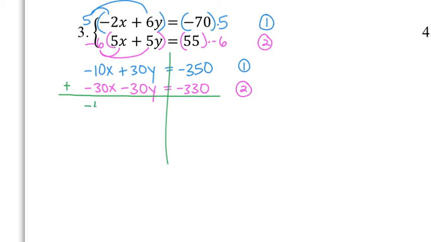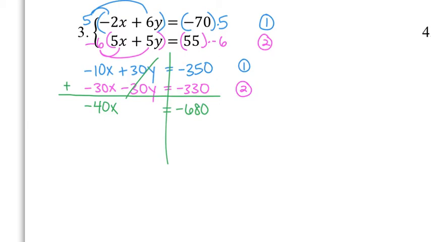And that's negative 40x. And then 30y plus a negative 30y eliminates. That's exactly what I wanted to happen. Equals, on the right side, we have negative 350 plus a negative 330, which is negative 680. So again, it's not minus a negative. There's not two negatives here. This negative goes here. It's just minus. So negative 350 minus 330, or plus a negative 330, is negative 680.